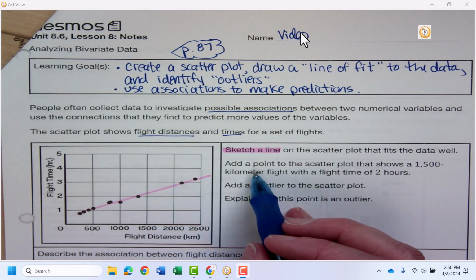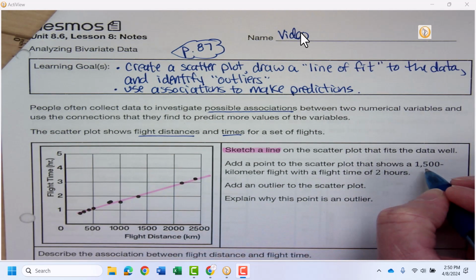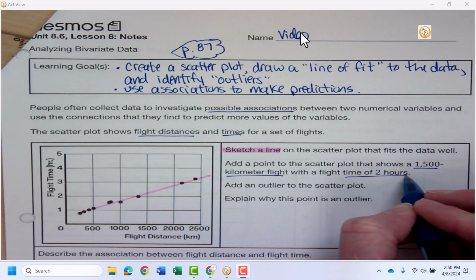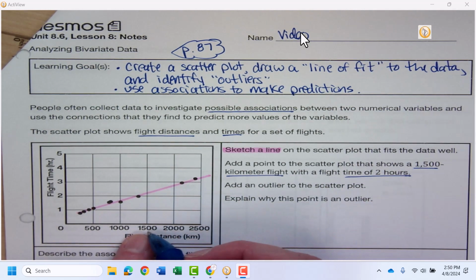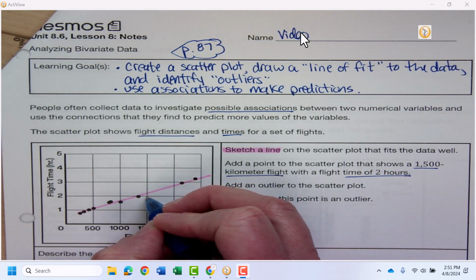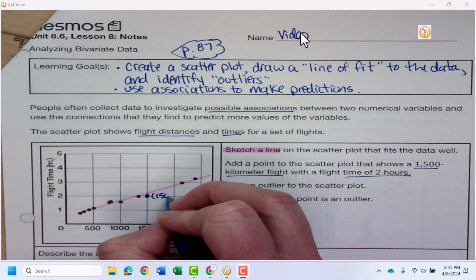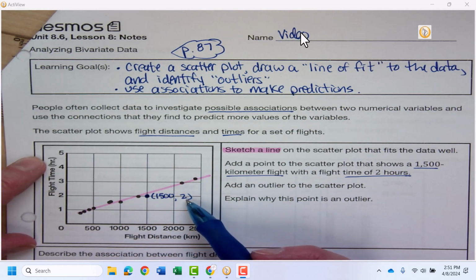Then we're asked to add a point to the scatter plot that shows a 1,500 kilometer flight with a flight time of 2 hours. So let's see if we can find that. There's 1,500 kilometers and 2 hours. That's what we're asked to add here. So that coordinate tells me two pieces of information. The flight is 1,500 kilometers, and it takes 2 hours to make that flight.